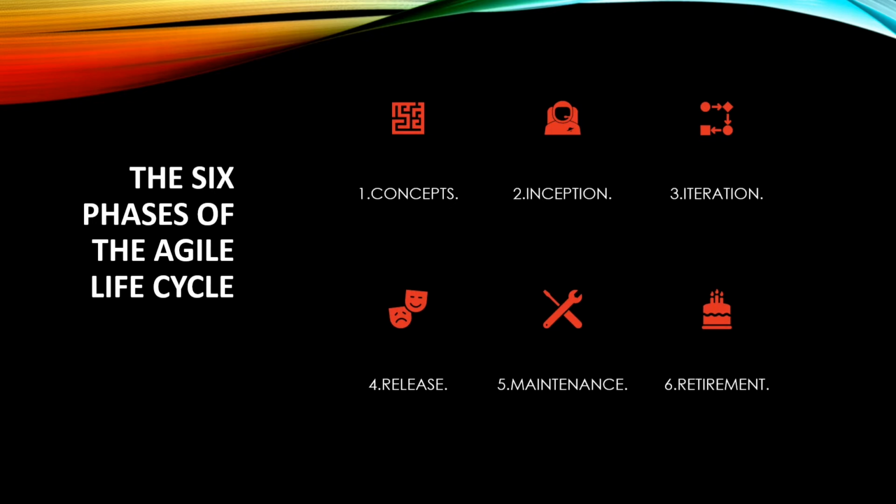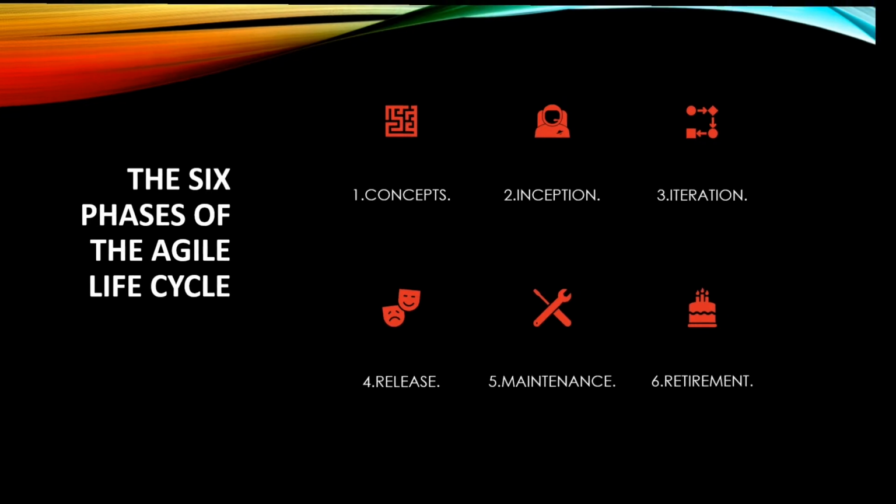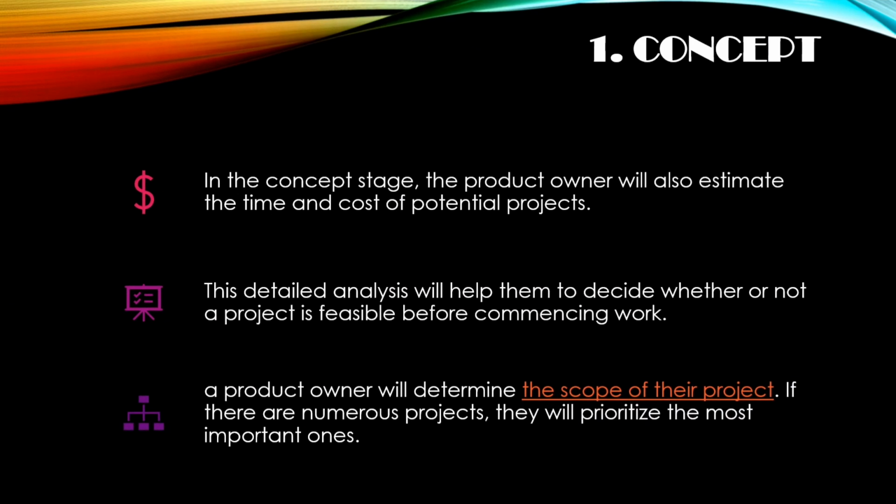First we are going to see about concept. First up is the concept phase. Here a product owner will determine the scope of their project. If there are numerous projects, they will prioritize the most important ones. The product owner will discuss key requirements with the client and prepare documentation to outline them, including what features will be supported and the proposed end results.